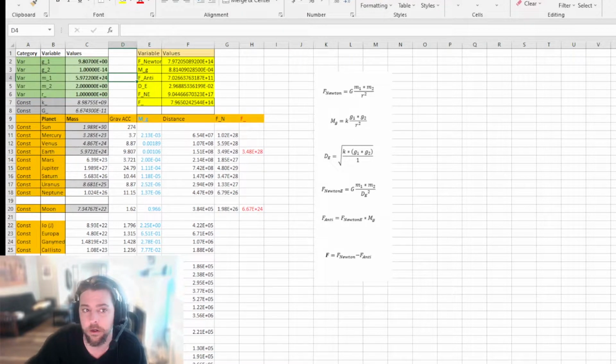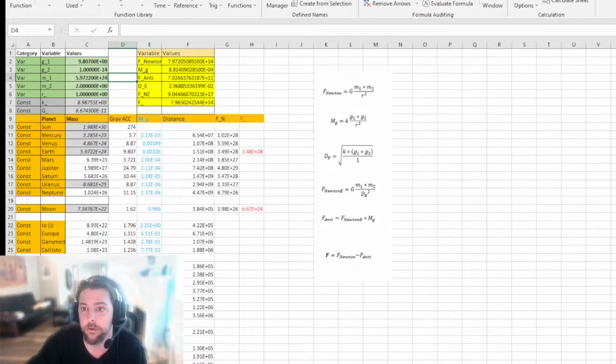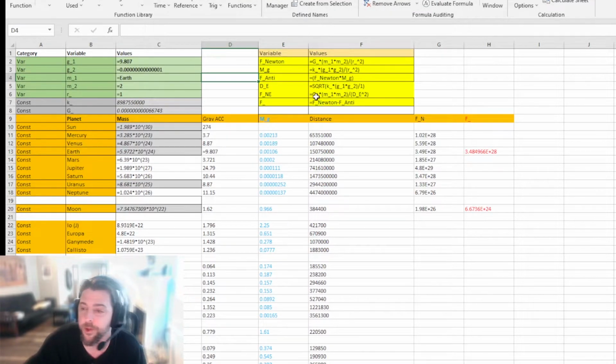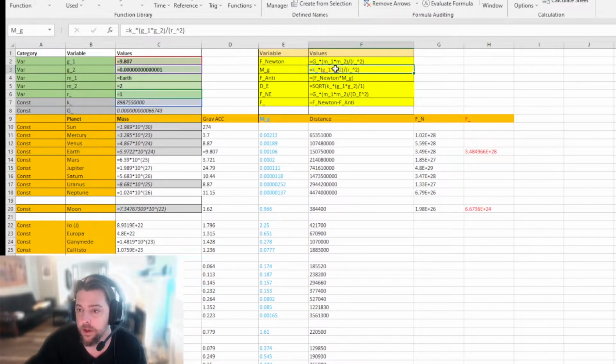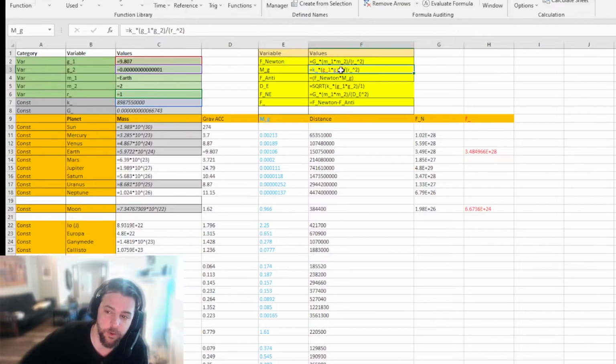Here are the formulas that I have used. Here's Newton's formula right here. Here is the Coulomb's formula that I have used. Only instead of using the strength of the charge of the proton or electron it was designed to calculate, I'm instead using the strength of gravity of the celestial body, otherwise known as gravitational acceleration.